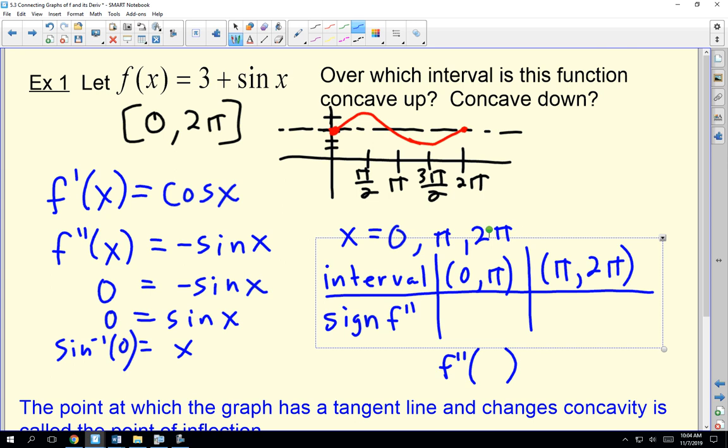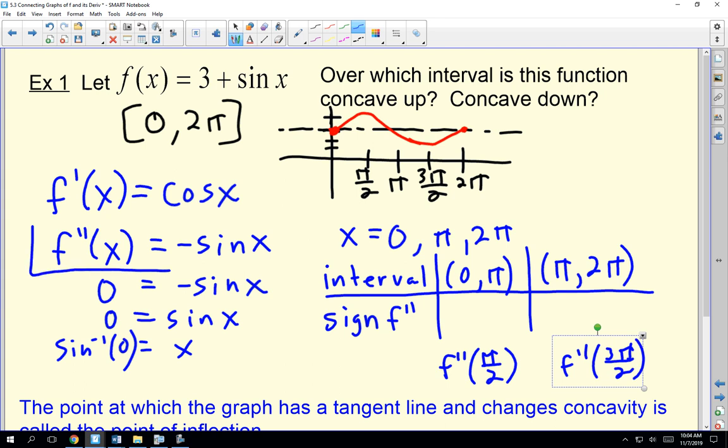So f double prime of, let's see here, we got pi over 2. So we've got f double prime of pi over 2. And then here we could try f double prime of maybe 3 pi over 2. Let's go ahead and plug it in. That's what we get. So go back to f double prime. I'll box it here.